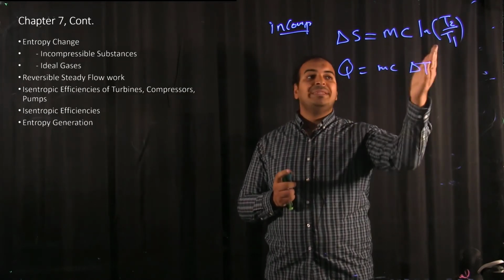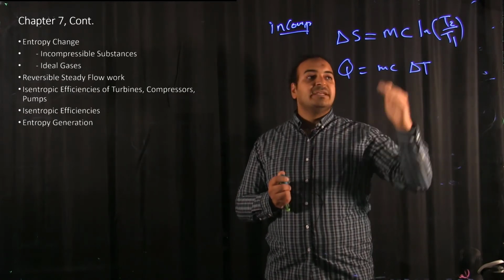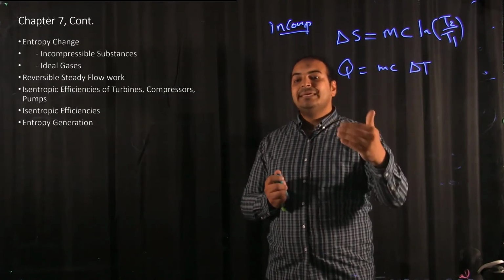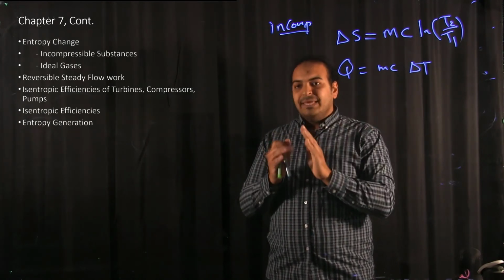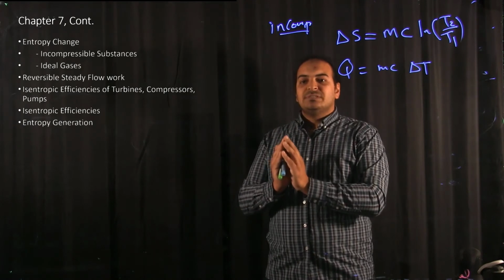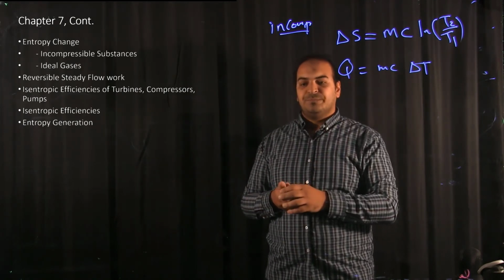If you cool it down, it will be negative. Ln of something lower than 1 is negative. If it's greater than 1, it's positive. It means you add heat to the system. Entropy increases for the system. So locally, entropy can increase or decrease. But overall generation must be greater than or equal to 0.